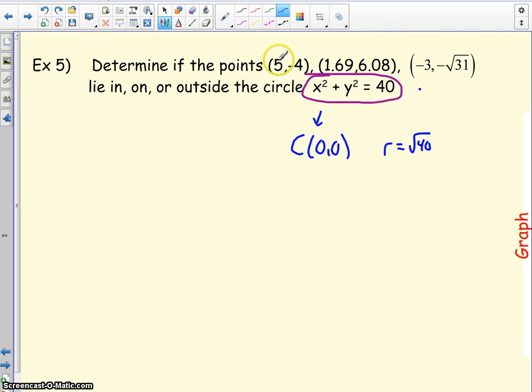Basically, you can sub each of these points into the equation of the circle, and compare what you get for the left side of the equation, the x squared plus y squared, to what you get for the right side. So here's what I mean.